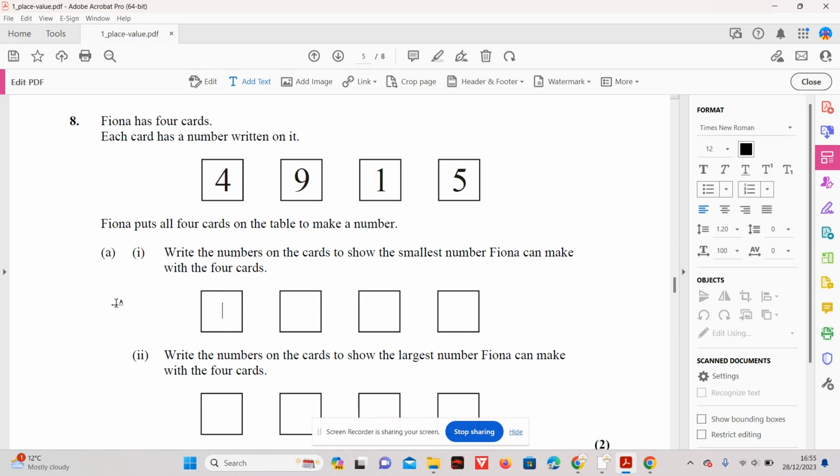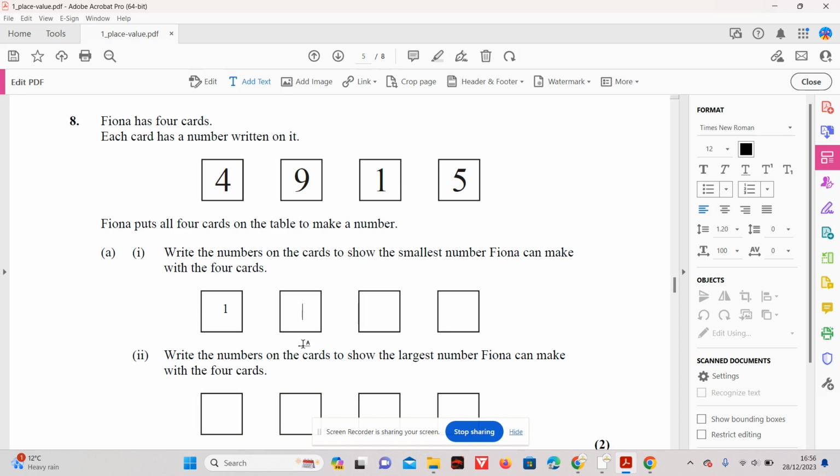So for the smallest number, we need to make sure that the thousands is the smallest number, which in this case is the 1. So we go from smallest to largest, if you get my drift. Oh hold on, no, we don't do that, ignore me. So we've got 1, which is 1,000, so we don't need to worry about that one.